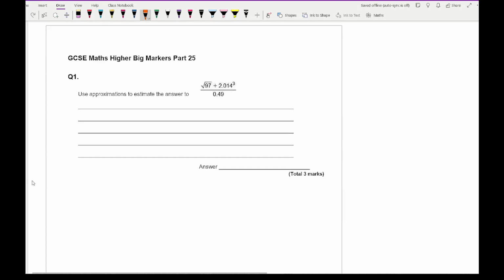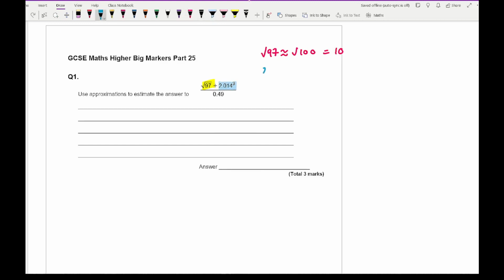So question 1 says use approximations to estimate your answer to this. Now looking at this, we want to round numbers to the first significant figure, and also with roots we want to round to the nearest square number. So if we look at this particular value here, we've got root 97, so that is approximately root 100, which equals 10.